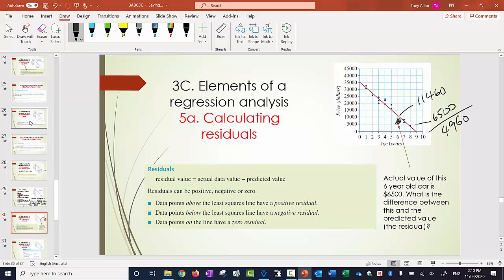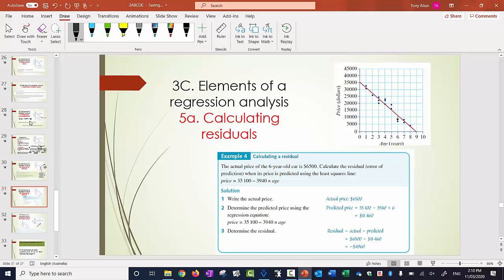Data points above the line will have a positive value, so this is actually negative because it's below the line. And if they're on the line, of course, they'll have no residual. Now, how do we use that and why do we use it? I want to mention next. That's the calculation I've just given you, so that's 4,960. I can show that slide later if you want to see it again. That's basically what I've just done on the previous slide.